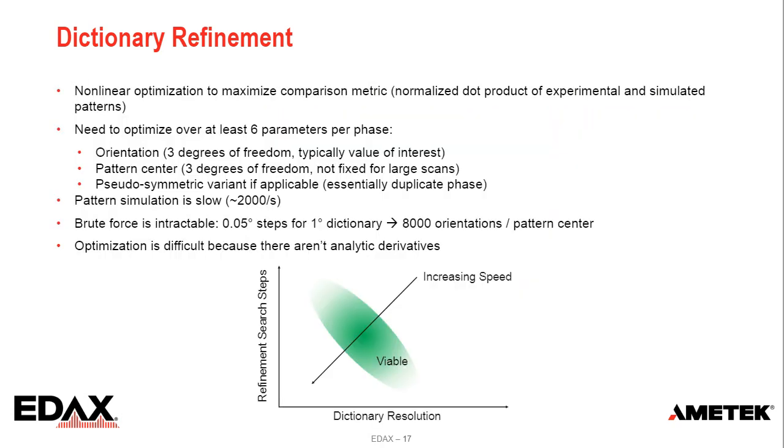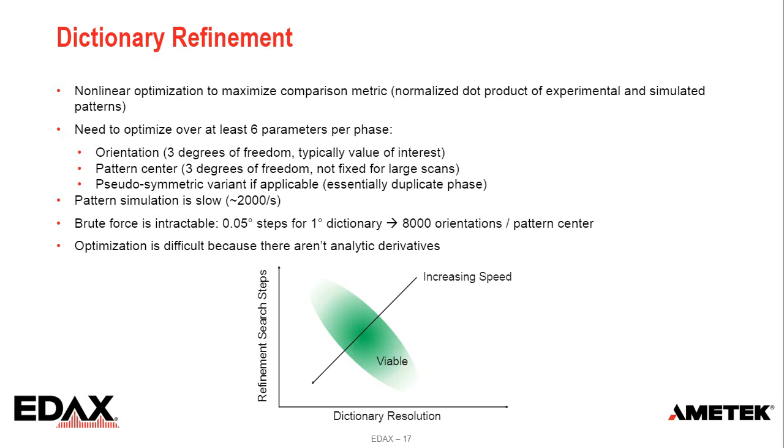And this refinement step is particularly challenging because it's a nonlinear optimization to basically maximize your dot product. And it's a relatively large parameter space because it's not enough generally to fit just the orientation. You're also normally going to want to fit the pattern center at each point. And so with 6 degrees of freedom, you get a lot of space to search very quickly. And it's not really practical to do a brute force approach.